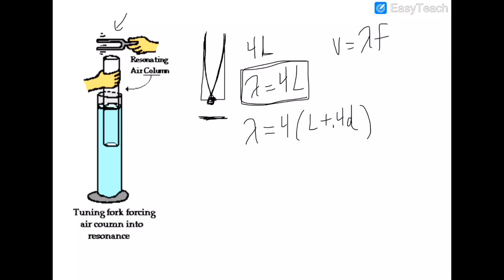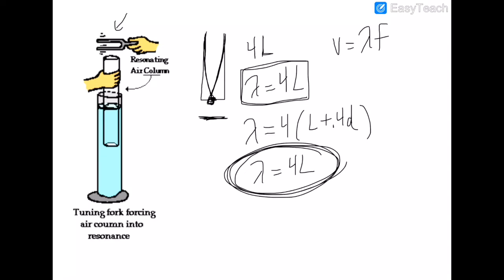Now, sometimes in the problems, I might say, just ignore the diameter. Just don't worry about the diameter. And basically, to get the wavelength, then you always take 4 times the length of the tube. This is only for closed tubes.